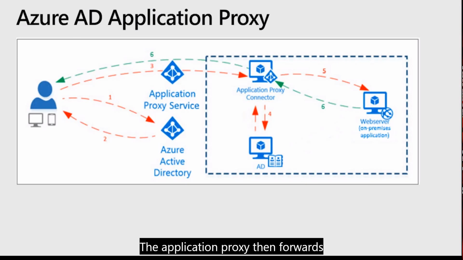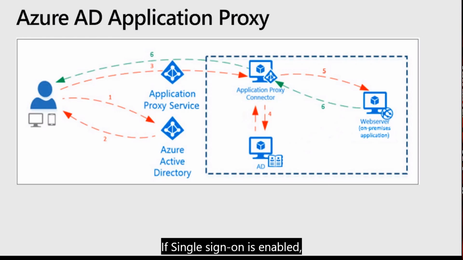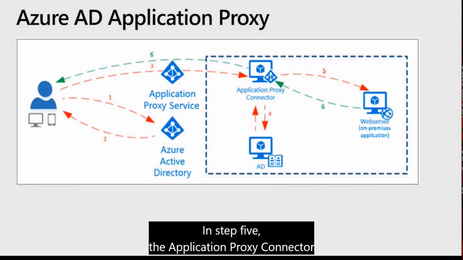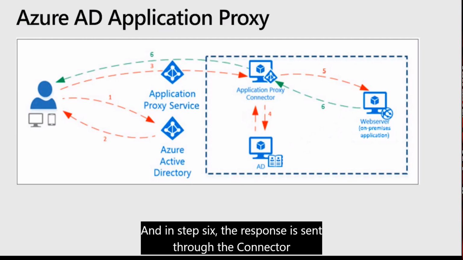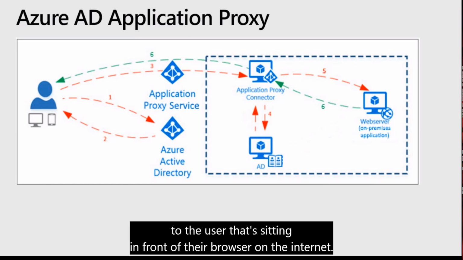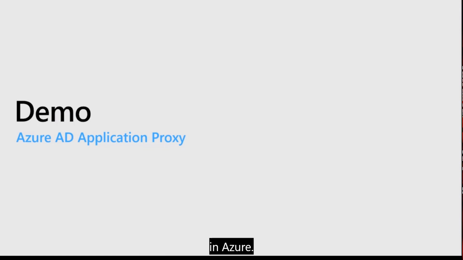The application proxy then forwards the request to the application proxy connector. If single sign-on is enabled, the application proxy connector performs additional authentication. In step 5, the application proxy connector forwards the request to the on-prem application. And in step 6, the response is sent through the connector and the application proxy service to the user that's sitting in front of their browser on the internet. In this demonstration, I'm going to show you how you set that up in Azure.